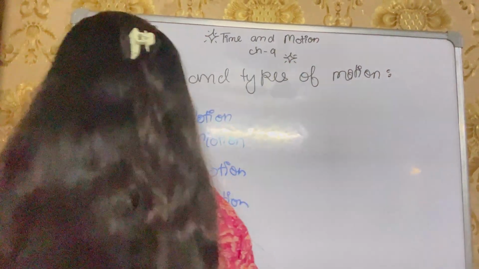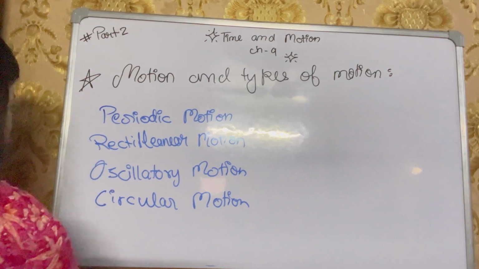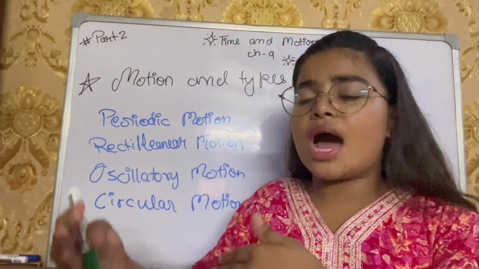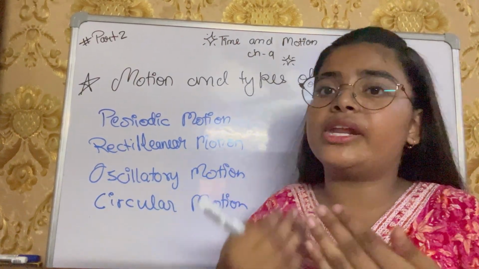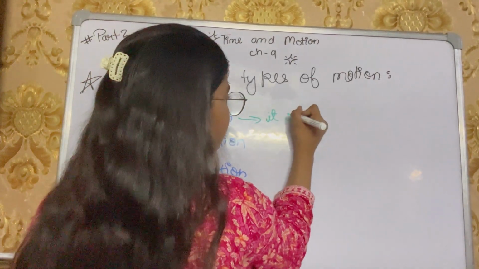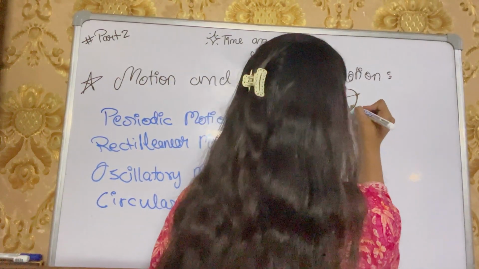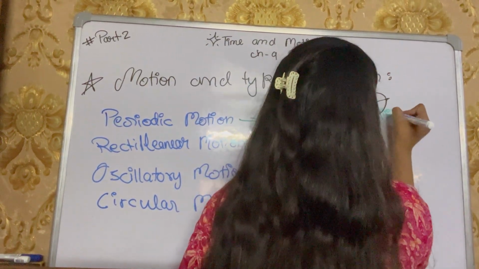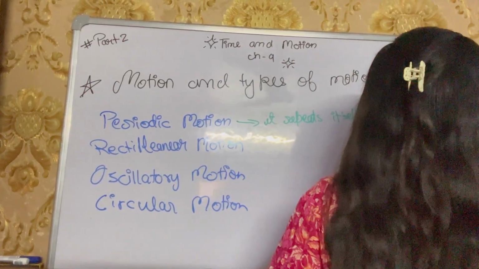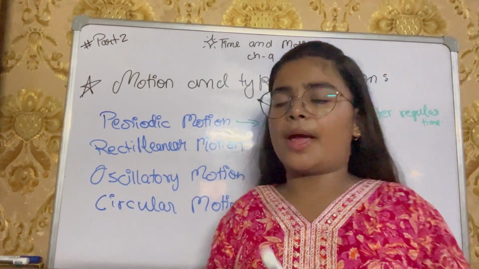Now, let's talk about periodic motion first. What is a periodic motion? A periodic motion is a motion which repeats itself after every regular interval of time.